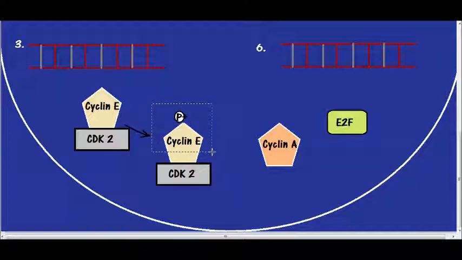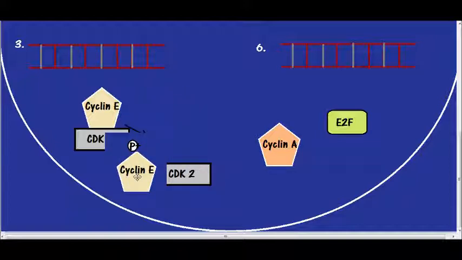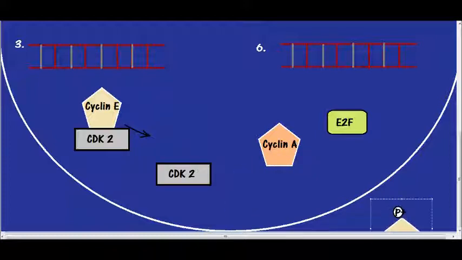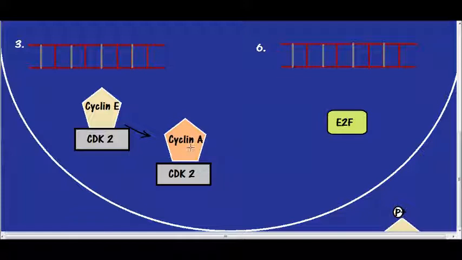And once this complex has been phosphorylated, the cyclin E detaches from the CDK2 and it is targeted for degradation through ubiquitination. And so that's out of the picture. This now allows cyclin A to bind to CDK2 because the CDK2 is now free. So cyclin A competes with cyclin E for CDK2.